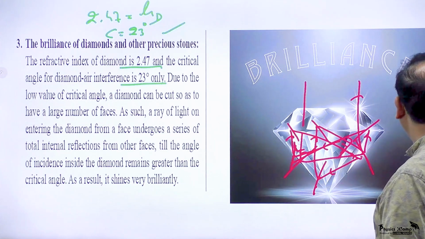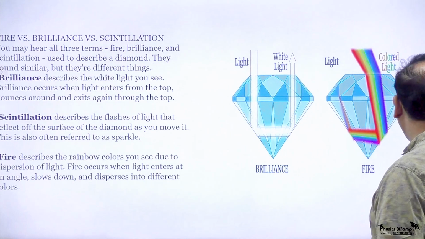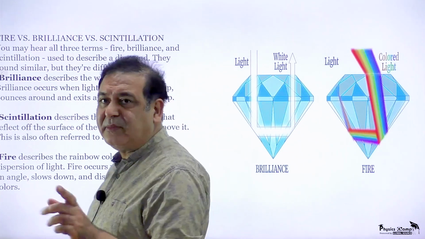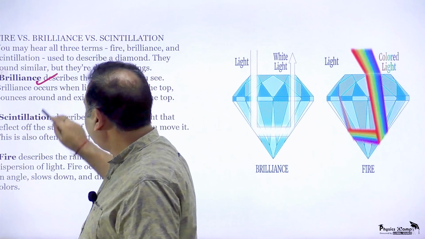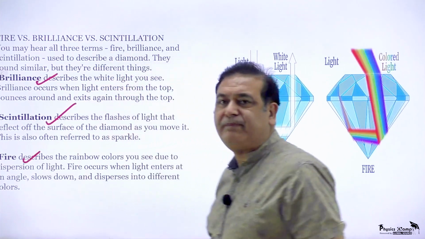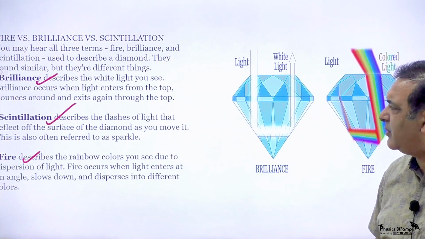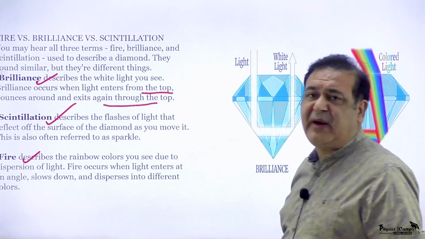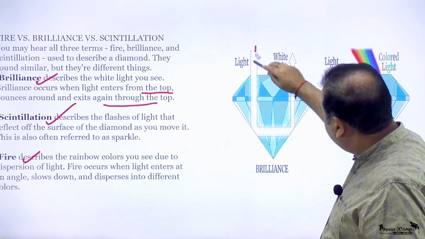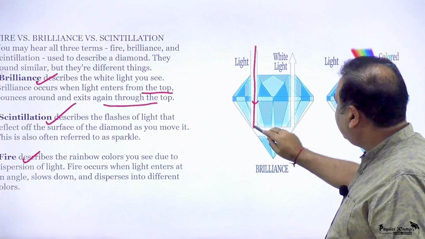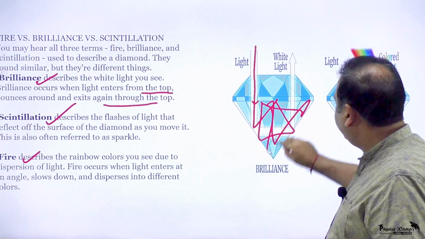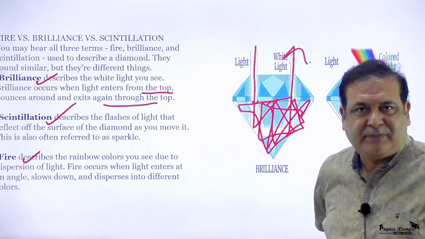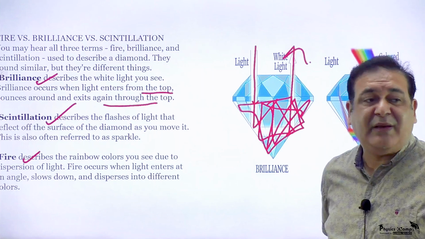The brilliance of diamond, the glittering of diamond, is not just because of this. In fact, when you are talking of the diamond, there are three terms which are used. One term is brilliance, one term is scintillation, and one term is fire. Now, what is brilliance? Brilliance is that white light which enters from the top and bounces back and exits. It enters from the top, bounces back all over, produces sparkle, and then finally comes out. So that sparkling light is brilliance.